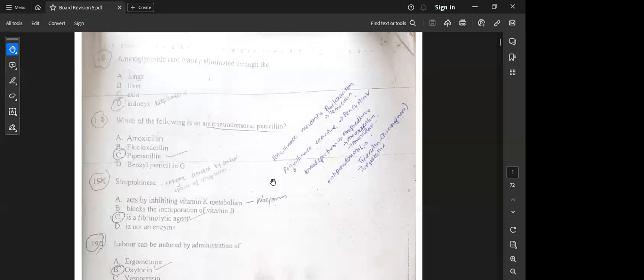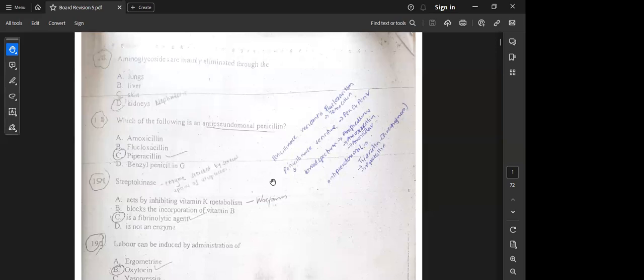Gentamicin, kanamycin, tobramycin, neomycin, streptomycin. Beautiful. So what are some of their common side effects? What are they known to cause? Ototoxicity. Nephrotoxicity. Beautifully done.